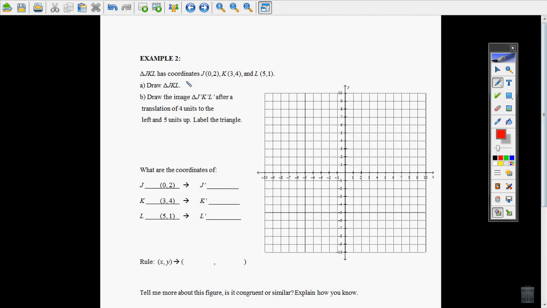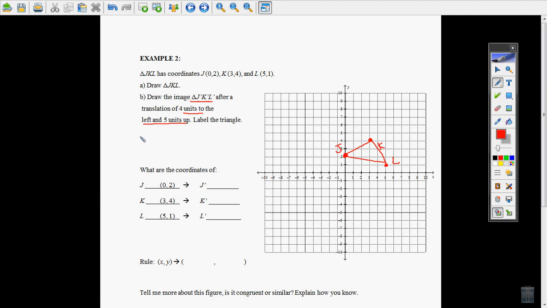All right, so example 2 here, it says JKL has coordinates, so we're going to draw these. So J is at 0, 2, and we always want to label our points. K is at 3, 4, and L is at 5, 1. And then, of course, we want to connect the dots. So we have our triangle here. So then it says draw the image triangle J prime, K prime, L prime after a translation 4 units to the left and 5 units up.